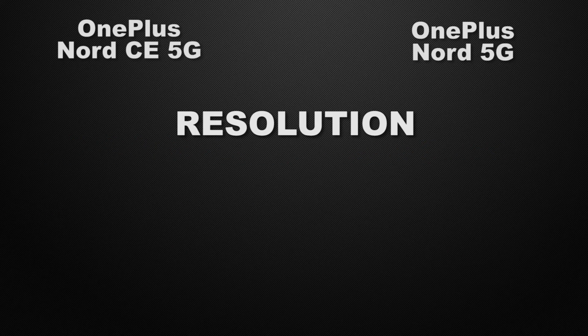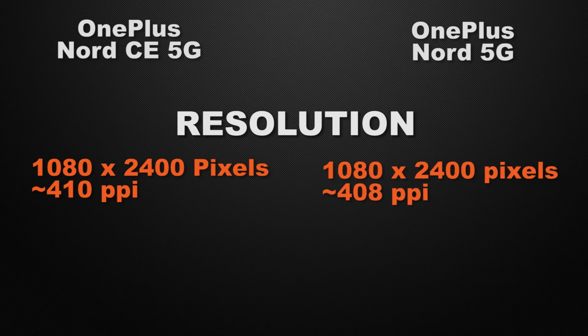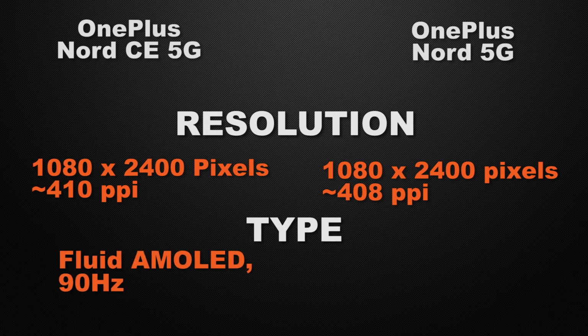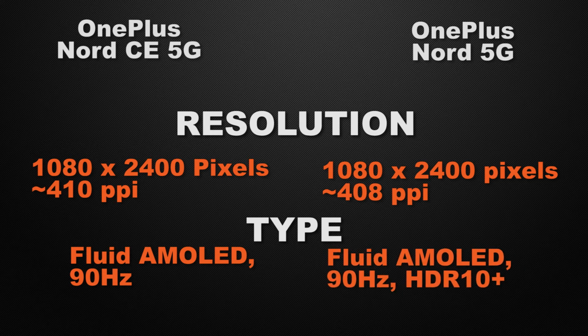Let's talk about the screen resolution of the devices. Nord CE have full HD plus display, whereas Nord have full HD plus display. So it's a tie. And about the display type of the devices, Nord CE have Fluid AMOLED display having 90 Hz of refresh rate, whereas Nord have Fluid AMOLED display having 90 Hz of refresh rate with HDR10+ support.